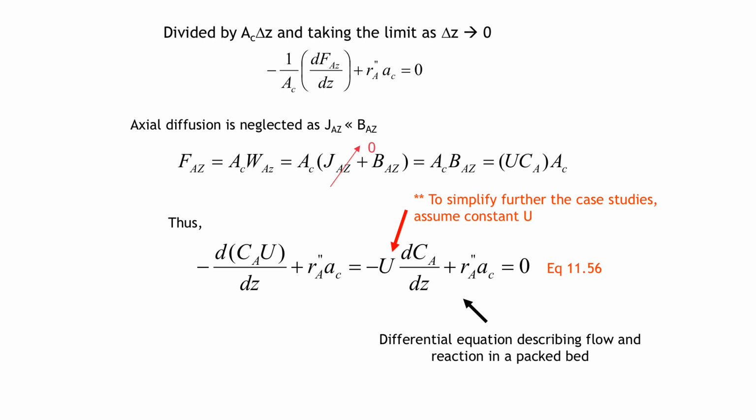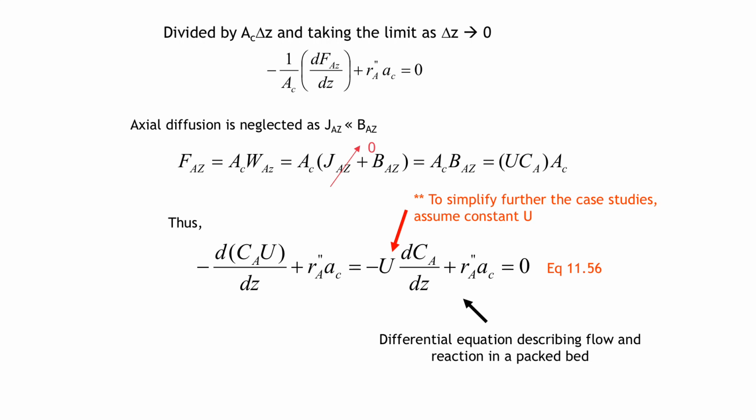Okay, to simplify equation 11.51, we divide the equation by AC and delta Z. Okay, so here, before I forget, I want to mention what Z is. So Z, if you have a look back on the previous slide on the reactor, we are considering the reactor in the Z direction. Okay, so Z plus delta Z. Okay, so here you will see that FAZ, WAZ, JAZ, and BAZ are actually considering the direction in the PBR.